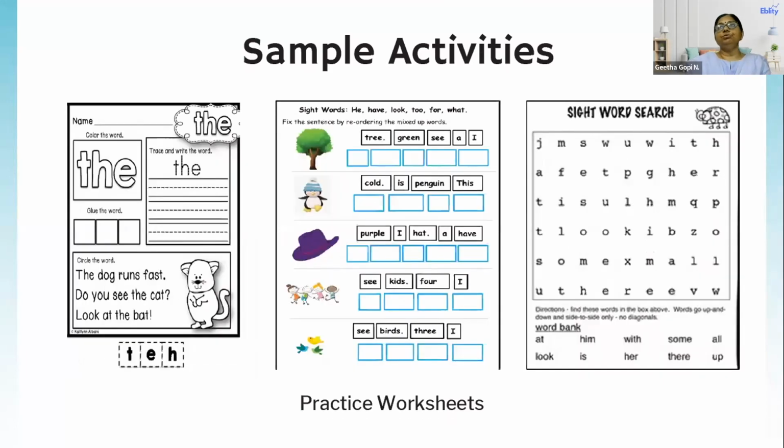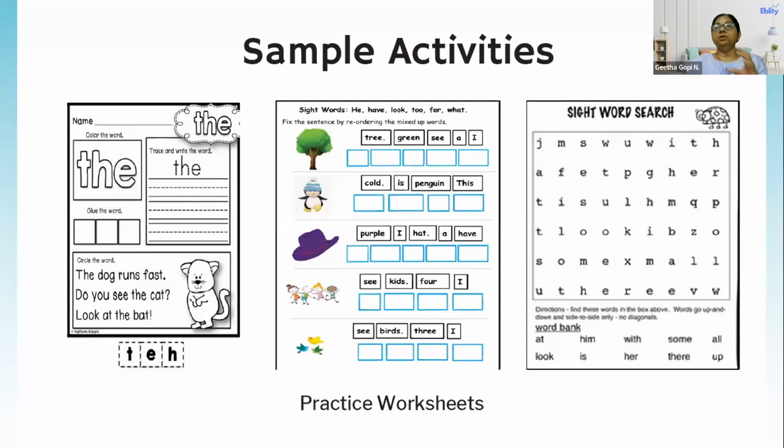So don't just use the words in isolation, use them in context, in sentences, in stories where they have to read the story and then circle the word. For example, on the left-hand side, you find the word "the," and they have to read the story, and wherever they find the word "the," they have to go around circling.